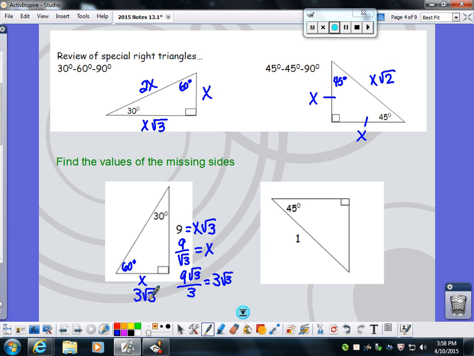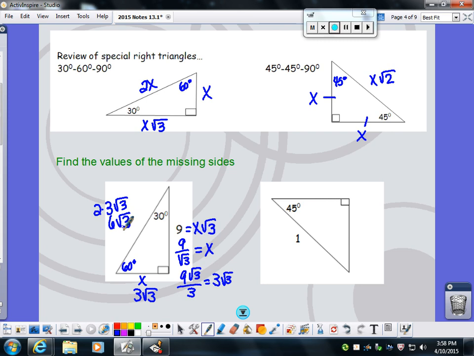And then to find our hypotenuse, we just double our short leg. So 2 times 3 square root of 3 is going to give us 6 square root of 3. Okay? All right, let's look at the next example.